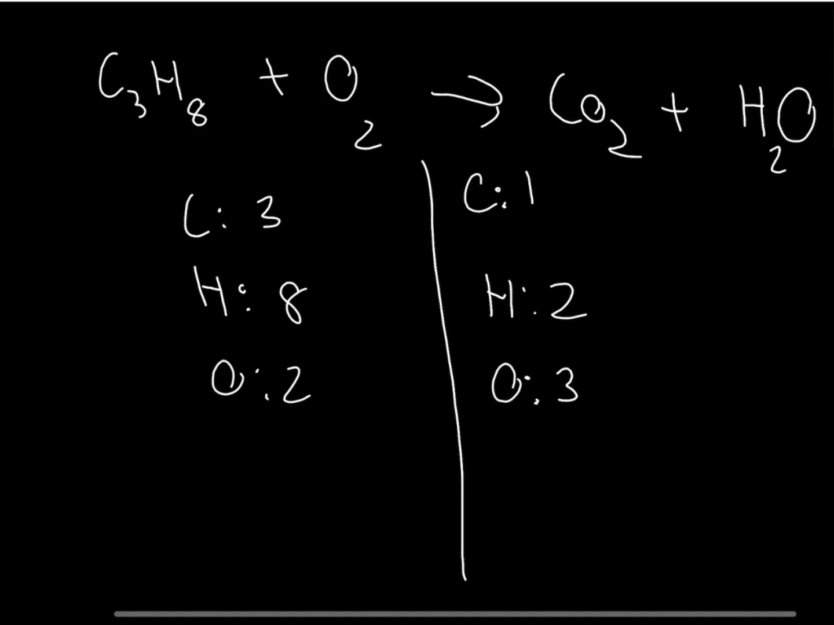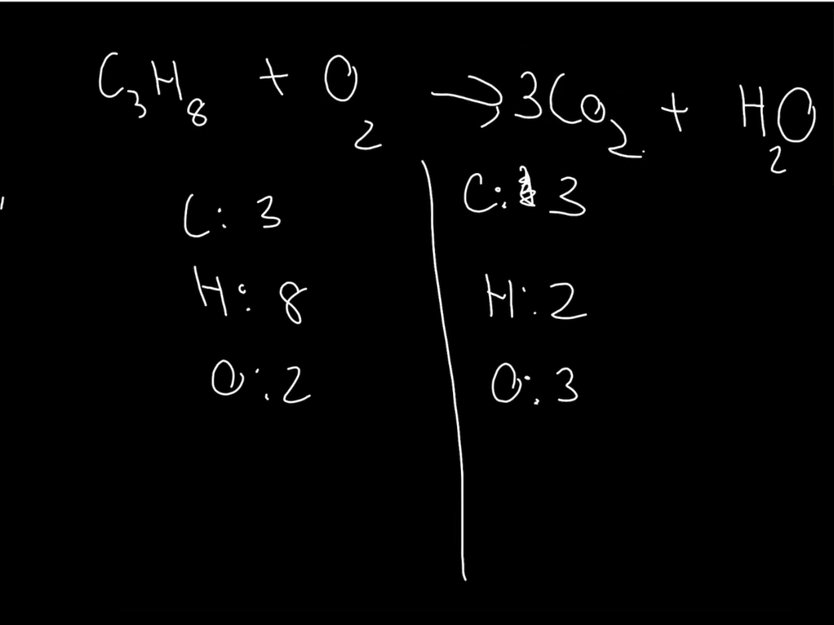So how can we balance this? Remember, carbon first, hydrogen second, oxygen third. Let's go. So right now, we have to multiply by 3 on here so that our carbons are balanced, you see? Now our carbons are balanced. But then this changes the amount of oxygen. 3 times 2 is just going to be 6.